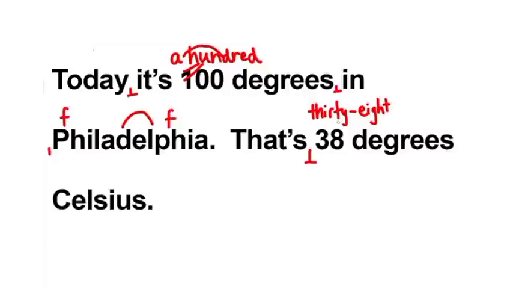We have this first T in 30. That's a flap T. And the T is a flap T when it comes between two vowels or when it comes after an R before a vowel, like in the word 30. 38 degrees. So the T in 8 is a stop T because the next sound is a consonant.